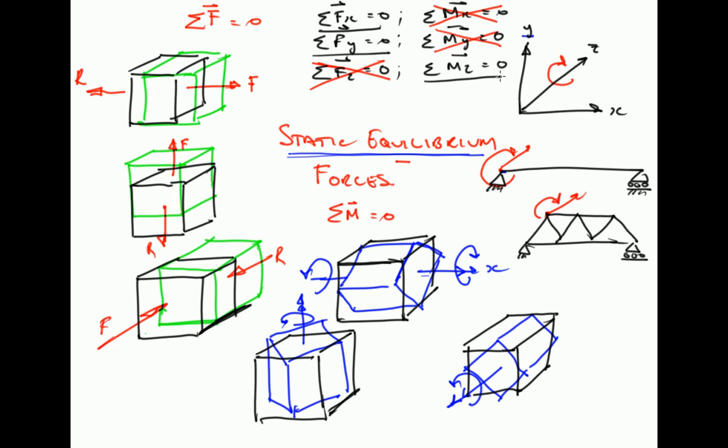So for planar structures, which we're going to look at in this next series of videos, we will only need to consider the sum of forces in the x direction equaling 0, the sum of forces in the y direction equaling 0, and the sum of moments about a point in the plane, about the z-axis, equaling 0. Those are our 3 equations of static equilibrium that we will use for the solution of plane frame statically determinate structures.